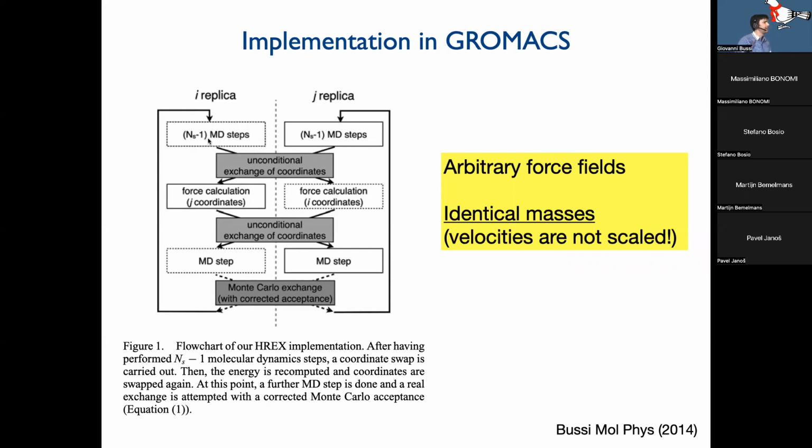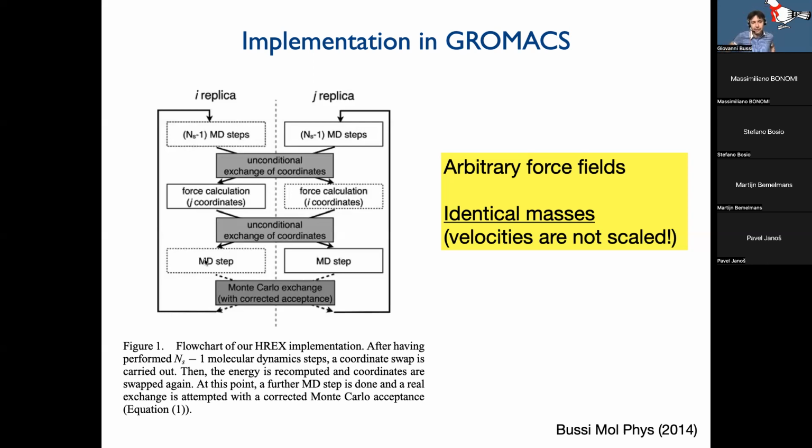So you perform a number of steps of standard MD between one exchange and the next one. Whenever it's time to try an exchange, you exchange coordinates unconditionally. Then when your coordinates have been moved to the other replica, you compute energy with the force field that has been defined in the other replica, and then you exchange coordinates back.